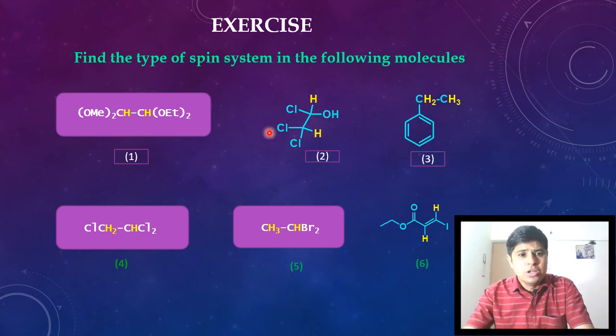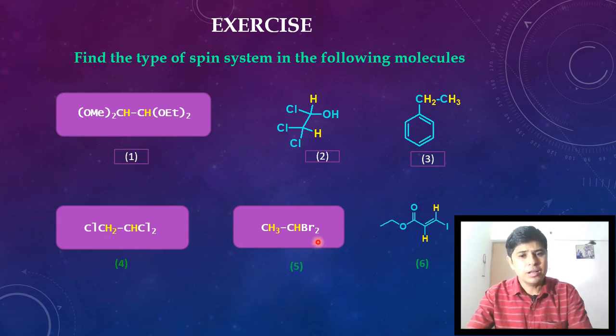So this is example number 2. This is example number 3, that is ethylbenzene. What will be the spin system for this ethylbenzene? What is the spin system for this molecule? This is 1-chloro-2-dichloro ethanol. Similarly in example 4, what is this? Trichloro, 1,1,2-trichloroethane. What will be the spin system in this molecule in example 4? So you have to think about this proton and this proton.